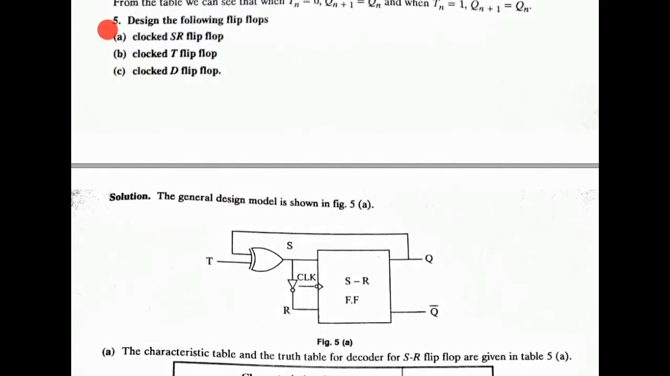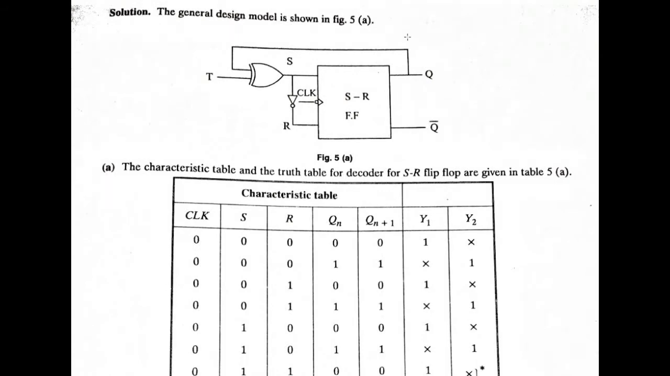Next, we have to design the following flip-flops: clocked SR flip-flop, clocked T flip-flop, clocked D flip-flop. So first of all, we have to design the clocked SR flip-flop. For this, we consider a general design model that is shown in the figure. This is a general design model of any flip-flop, and here the SR flip-flop has two inputs, S and R.